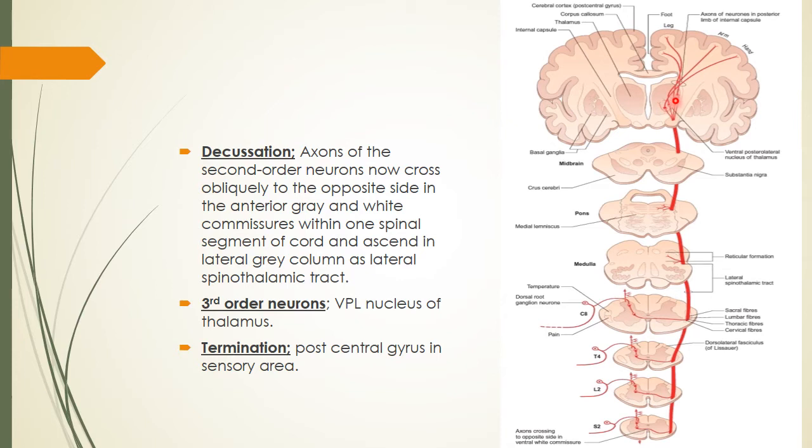thalamus. From here they form projection fibers which pass through the posterior limb of the internal capsule, form the corona radiata, and finally terminate in the post-central gyrus within the sensory area. So this is the whole pathway of the lateral spinothalamic tract which carries pain and temperature sensations.